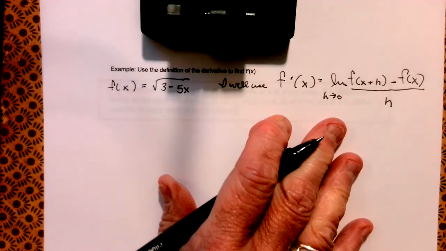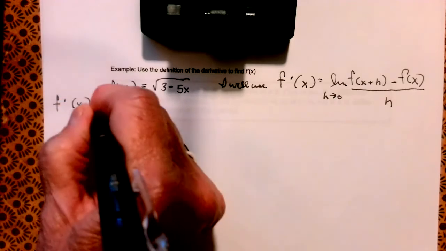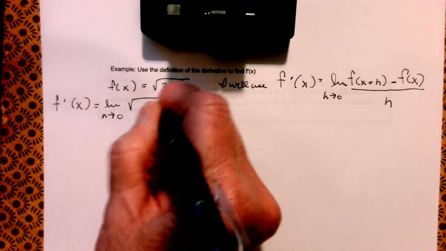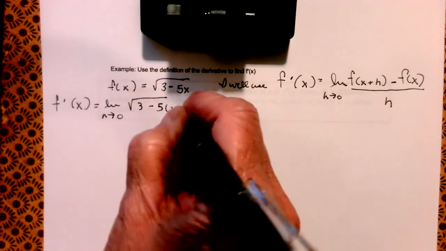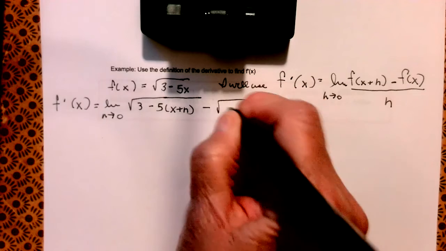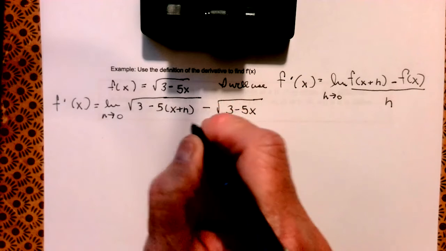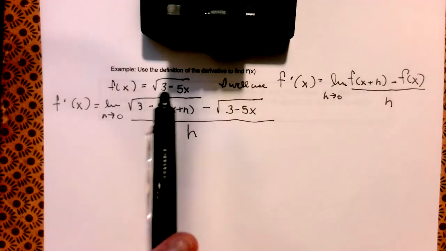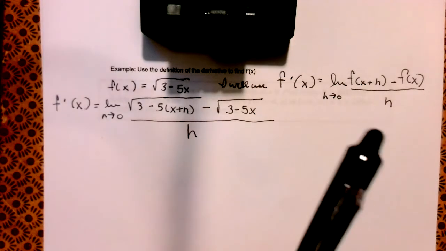Okay, so I'm going to use this definition. If I use that, then it's going to look like this. f prime x equals the limit as h goes to 0 of the square root of 3 minus 5 times x plus h, minus the square root of 3 minus 5x, and that's all going to be over h. Now that's just the setup, because where I have x, I'm putting x plus h. And then this is just f of x. So that's just the setup.